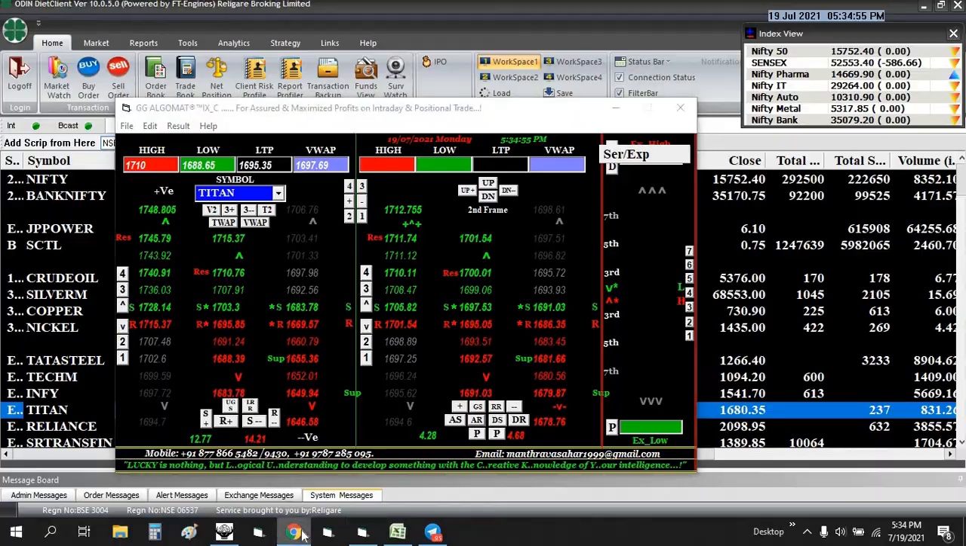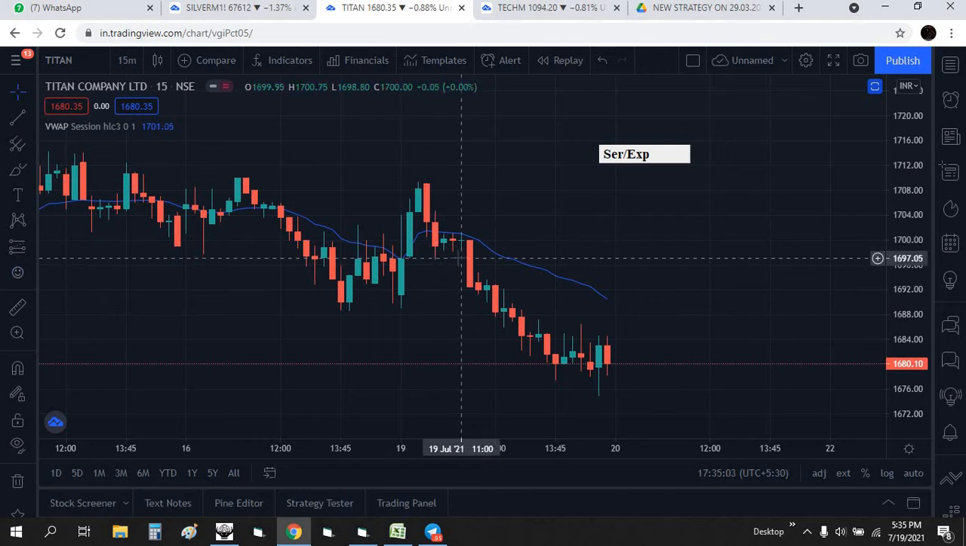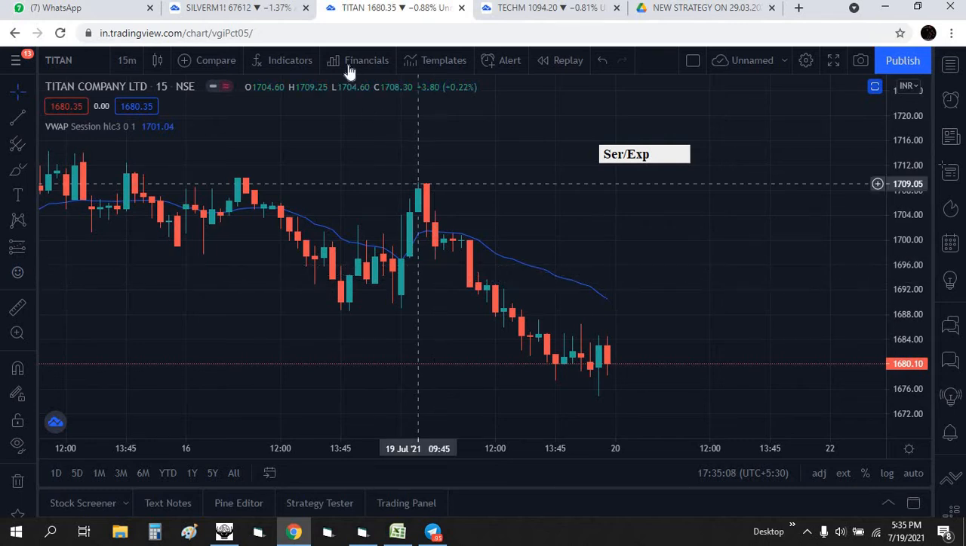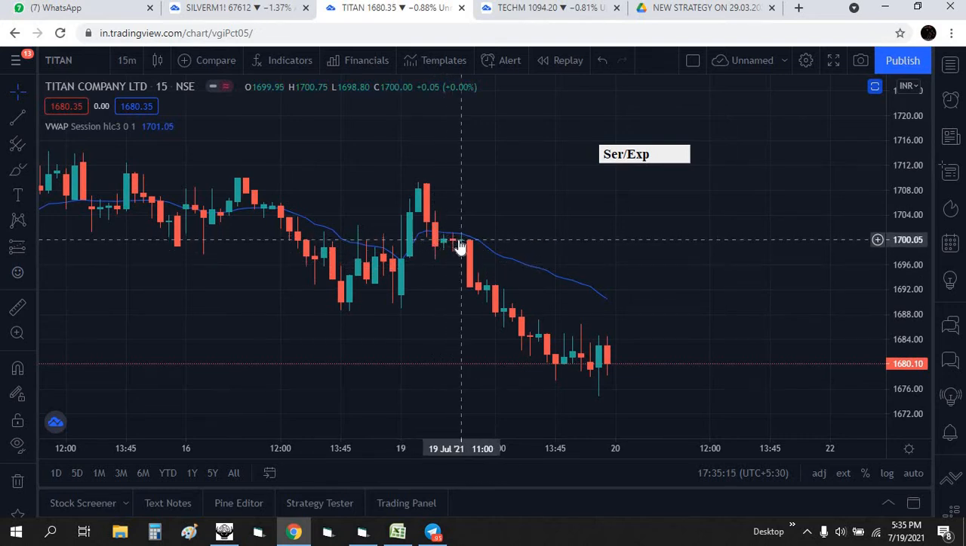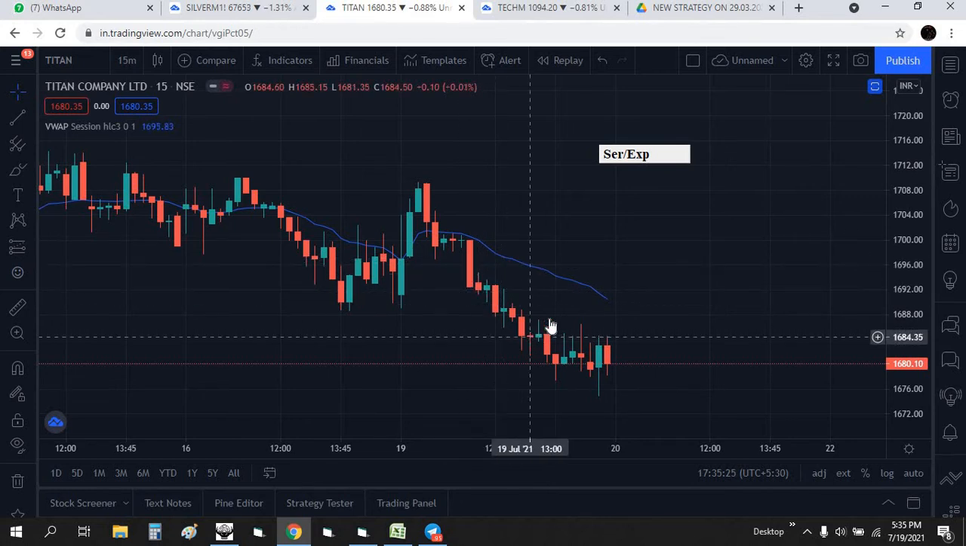Like the same way we have given a call. So Titan, see here, below that 97, see exactly it didn't break that 97 level. At first it didn't break and it is consolidating for some time, and once again it is breaking that 97. After breaking that 97, you can initiate a short entry. From there it will fall.